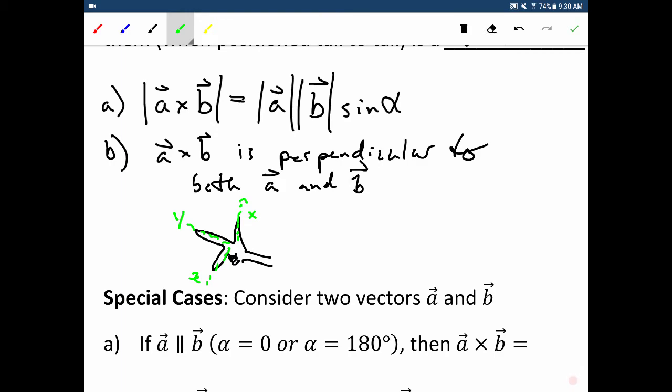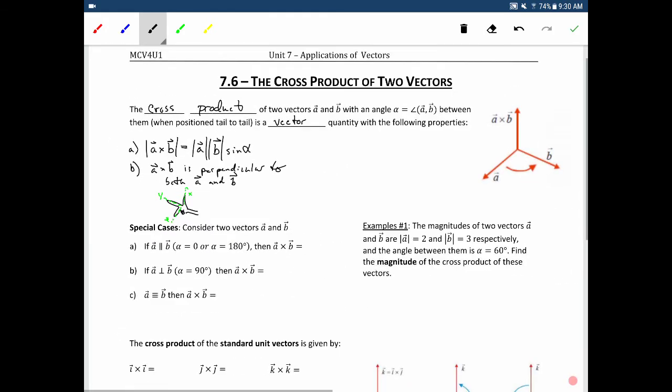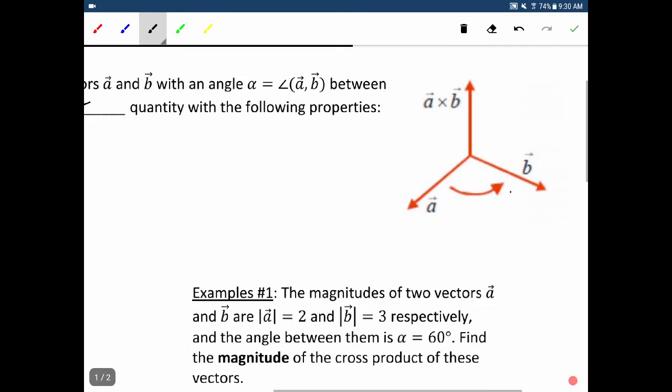And this is a rule people will mention from time to time. If I'm being honest, I've never used the right-hand rule in my life, and I don't really see a lot of use for it, but whatever. It doesn't matter. Anyway, there we go.